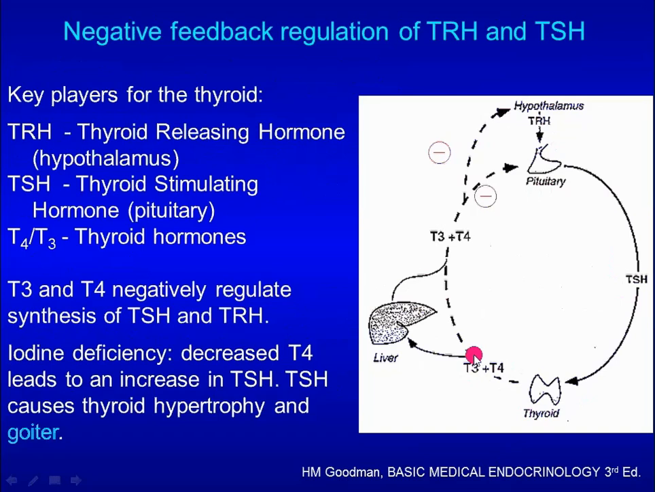T4 and T3 inhibit synthesis of TSH and TRH. In iodine deficiency, decreased T4 leads to an increase in TSH. TSH causes thyroid hypertrophy and goiter.